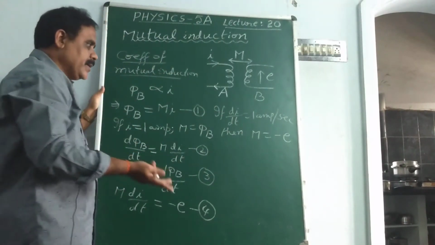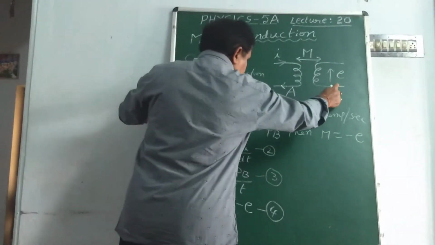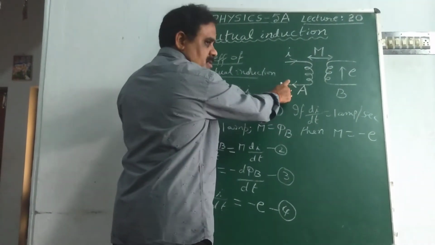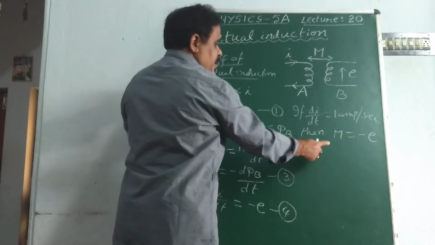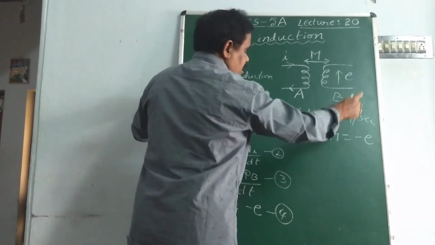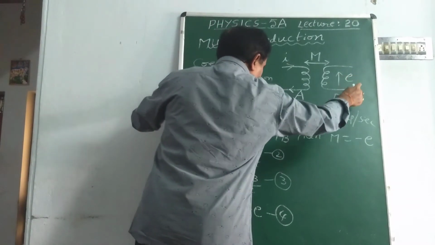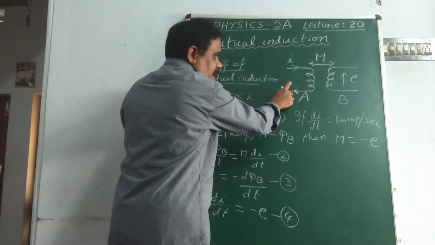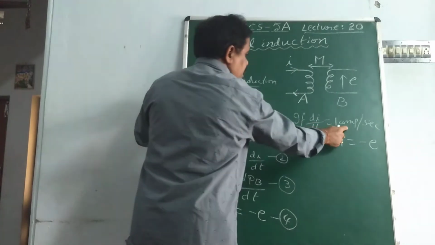Or we can say, here you see, if the EMF is in this coil, then the rate of change of current is in this coil. So that's how you can define it: the coefficient of mutual induction is equal to the EMF in one coil when the current in the other coil is changing at the rate of 1 ampere per second.